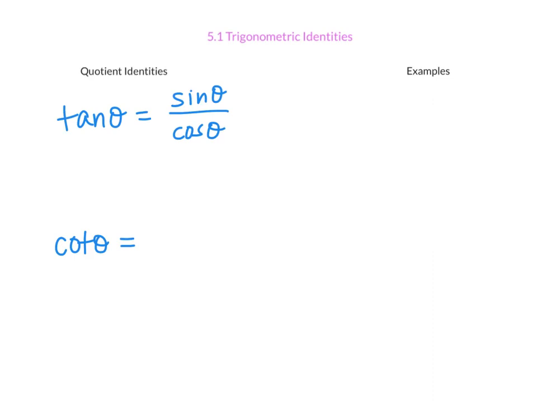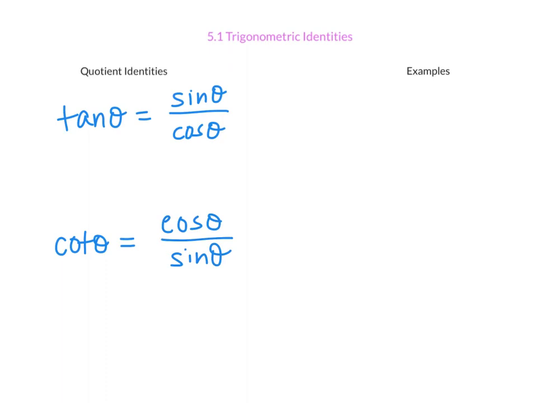So we can alternately write tangent as sine divided by cosine. Similarly, how do you think we can write cotangent? We can write it as cosine divided by sine, since it's just the reciprocal. So there are a few different ways to write them. These are called the quotient identities because they are quotients. All right, let's take a look at an example.